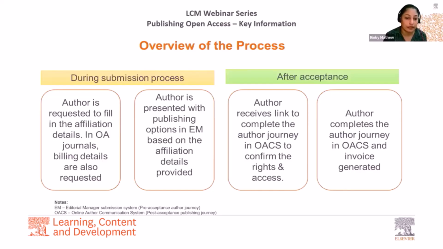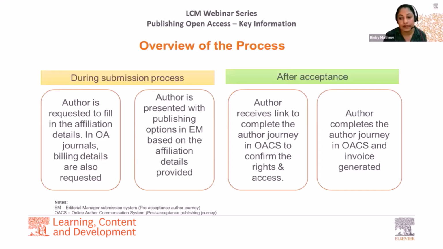When the author is submitting to Elsevier, they are requested to fill in the affiliation details of all the co-authors of the articles. In full open access journals, the billing details are also requested because there is an article publishing charge involved. Based on the affiliation details input by the author during submission, the author would be presented with the publishing options in the Editorial Manager submission site. If there are any institutional agreements, that would be presented during the submission process itself. After the article is accepted and moves to the production system, the author would receive a link to go through the publishing journey through our open access communication system, the OAK system, to confirm the billing details and the affiliation details that were input during the submission process.